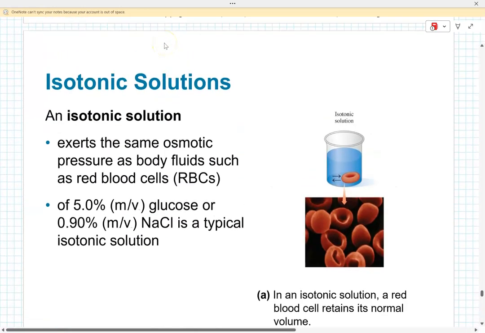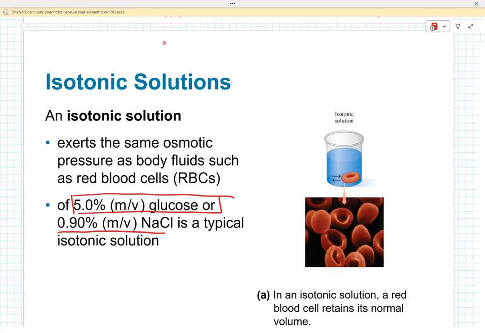Okay. Now we talked about isotonic solutions. So two isotonic solutions that are used in the clinic: 5 grams per 100 milliliters glucose, or 0.9 grams of sodium chloride per 100 mils. That makes sense.